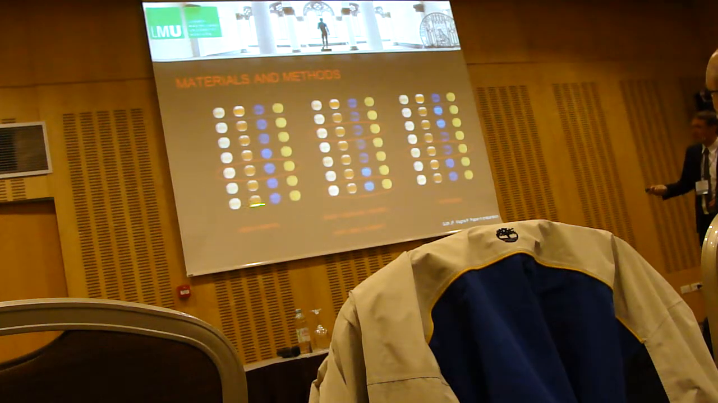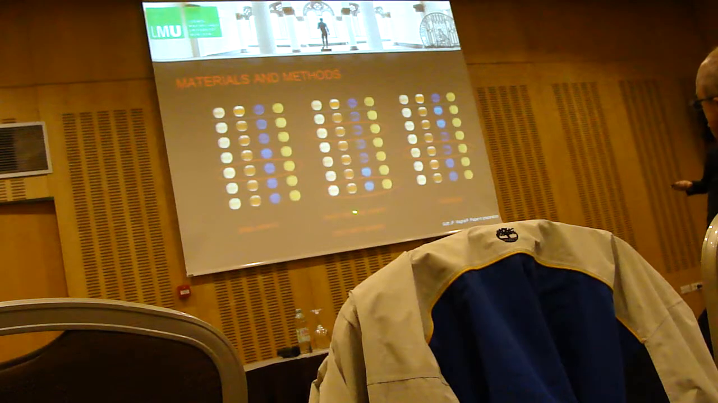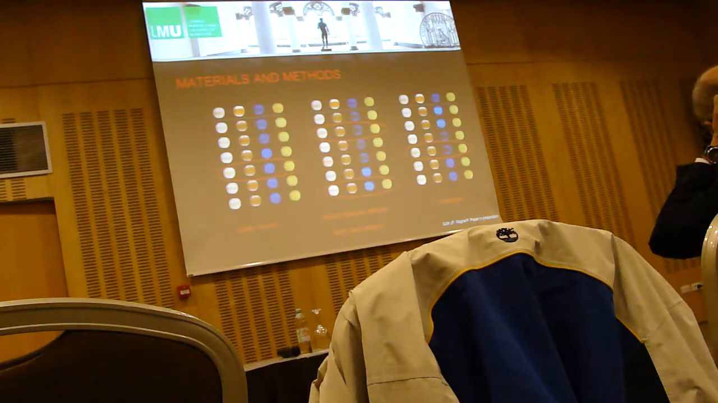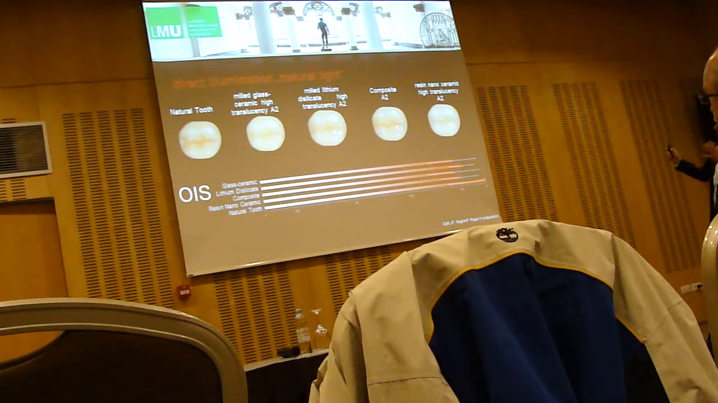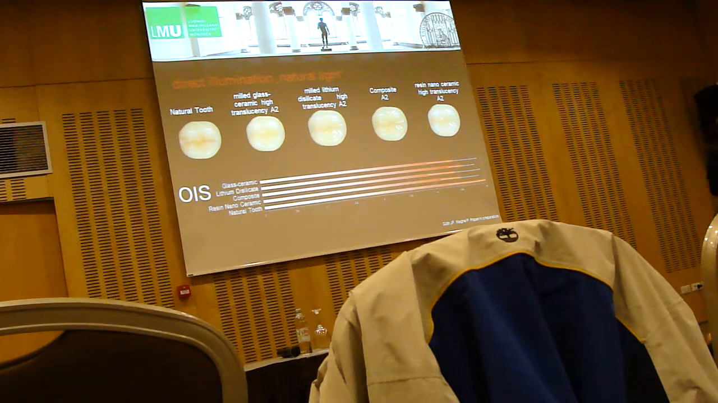This is about the glass ceramic material, the lithium disilicate ceramic, the resin nanoceramic, and the composite here. So from each group, we have one material which we can compare in a little bit wider picture. This is the first, direct illumination under natural light. And what we see is almost nothing. This means all materials show a high degree of optical integration here.